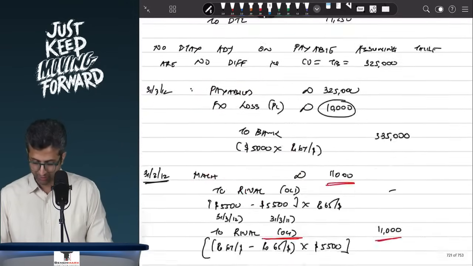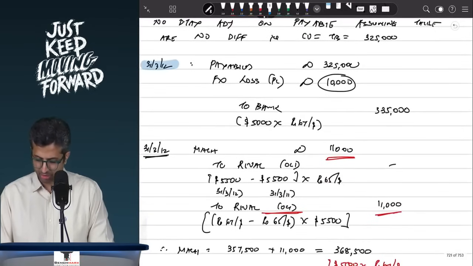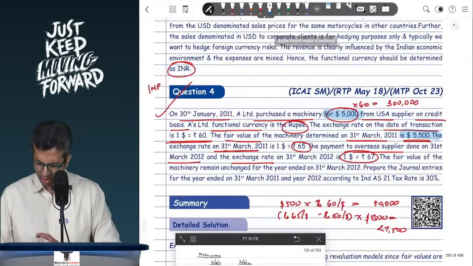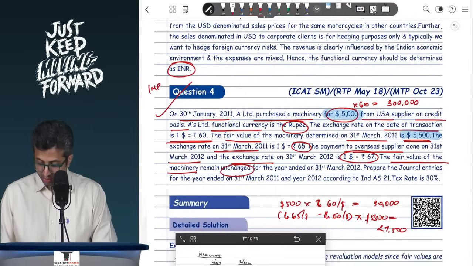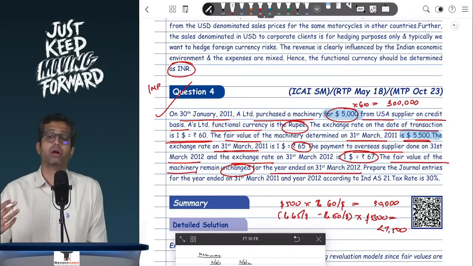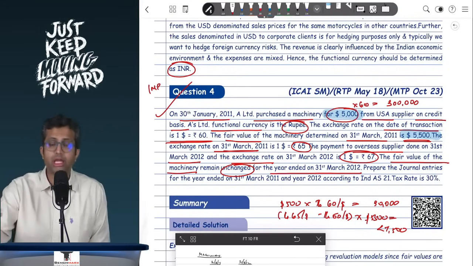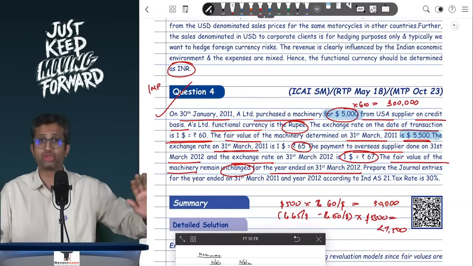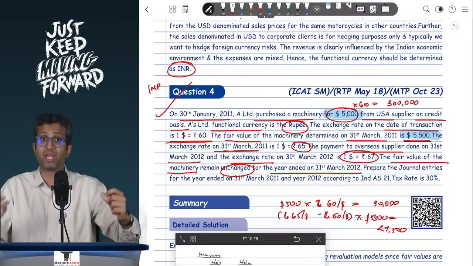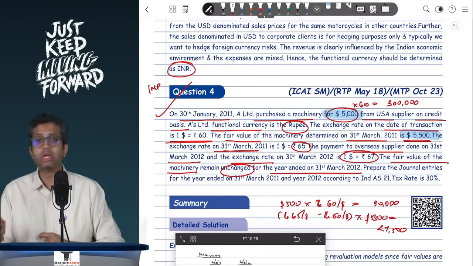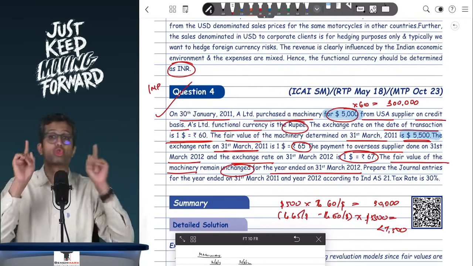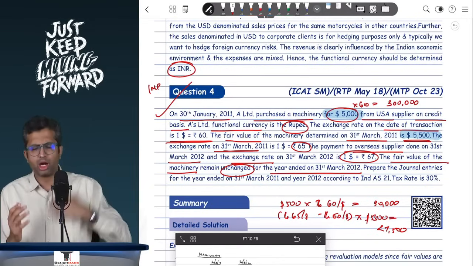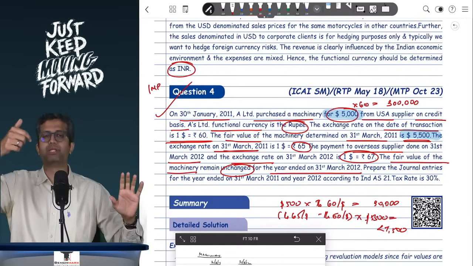So over here, payables on 31st March 12, account debit 325, to bank 335 and 10,000 loss. Now things would have been manageable. The fair value of the machinery remains unchanged for the year ended 31st March 12. Now the language appears that you actually did a fair evaluation on 31st March 12, and by the way, it came to 5,500. It is not mentioned that you have not done any revaluation. It is clearly given that the fair value remains unchanged, which means you actually went out, did a fair evaluation, found on 31st March 12 that the fair value is 5,500. Earlier also it was 5,500, and hence there is no appreciation.